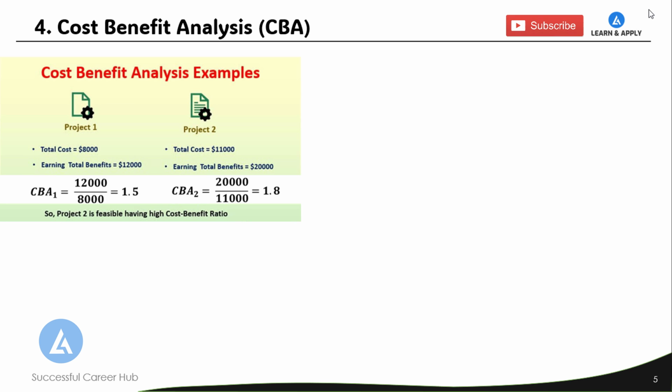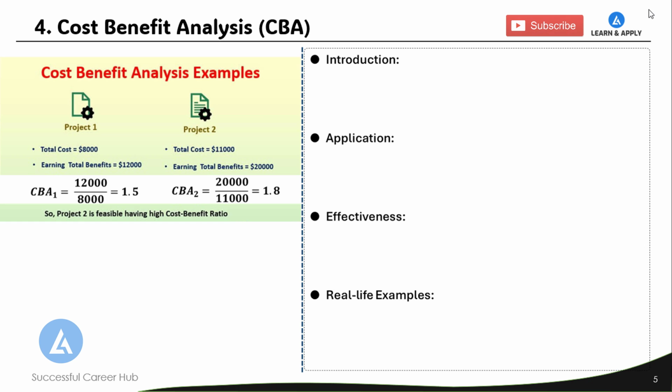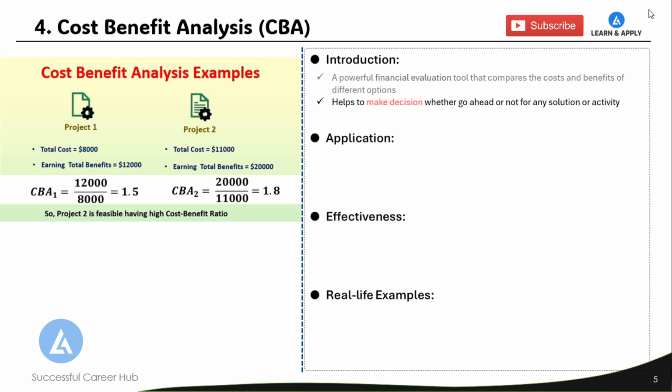This is also called as CBA. We are going to learn this tool with the same outline. Let's understand as a part of introduction of it. Cost benefit analysis is a powerful financial evaluation tool that compares the cost and benefits of different options. This tool helps us to make decision whether to go ahead or not for any solution or activity. This tool is useful for investment decisions, to validate project feasibility studies, as well as to validate resource allocation.